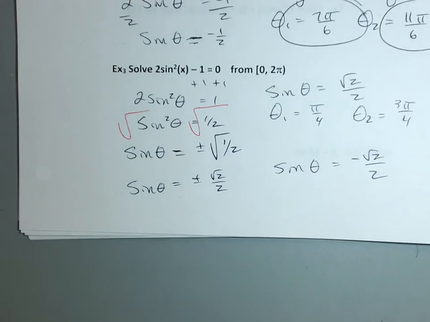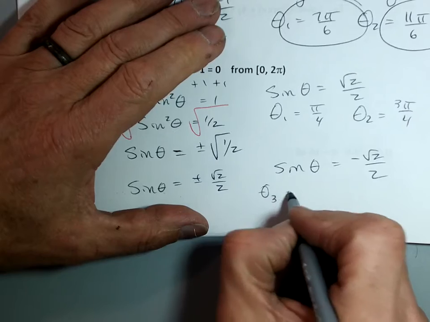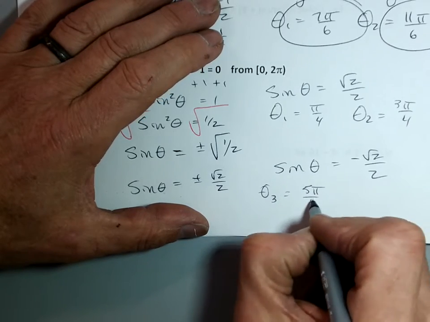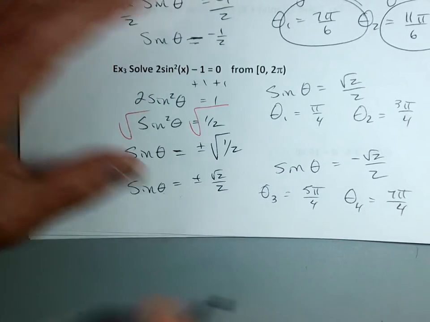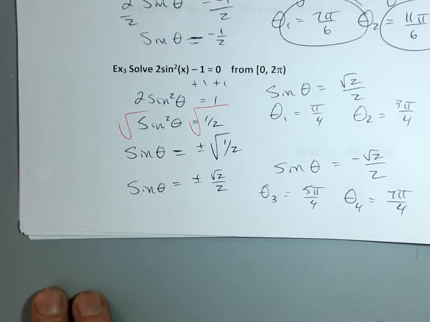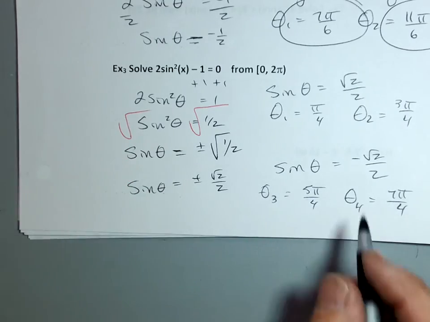Okay? Negative square root of 2 over 2, a y value, here and here. 5 pi over 4 is right, and the other one is 7 pi fourths. You guys see it? Oh, yeah. Okay. So theta 3 is 5 pi fourths, and theta 4 is 7 pi fourths. Okay? How am I doing? Okay, you guys ready to turn the page?